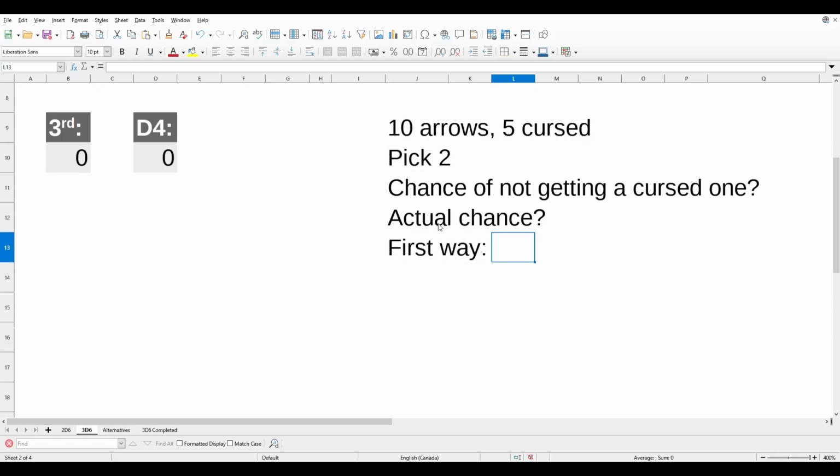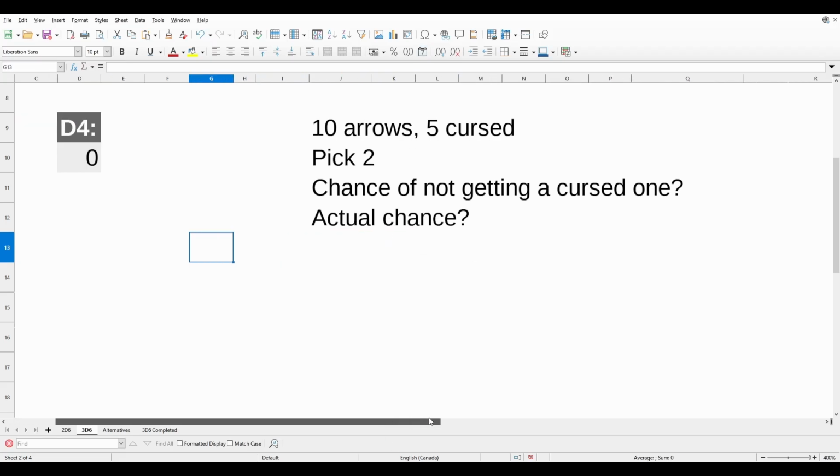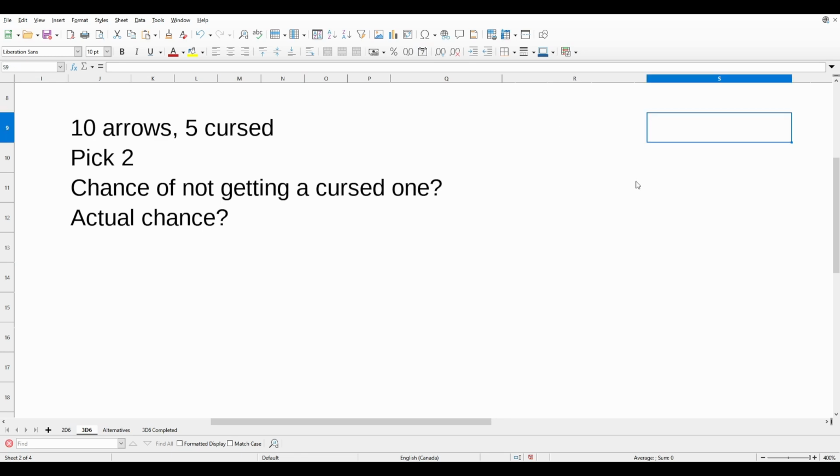What is the chance that I get a cursed arrow? Or what is the chance that I don't get a cursed arrow? Well, okay, I know that it's just a 1/2 chance. Let's move into a larger cell. I spent some time setting this up so it would look pretty. First arrow, 0.5 chance not to be cursed. Actually, 1/2 chance, which makes sense. 10 arrows, 5 of them are cursed. Picking one of them at random, what's the chance it's going to be cursed? Well, okay, I got a 50-50 chance. Now, the second arrow.